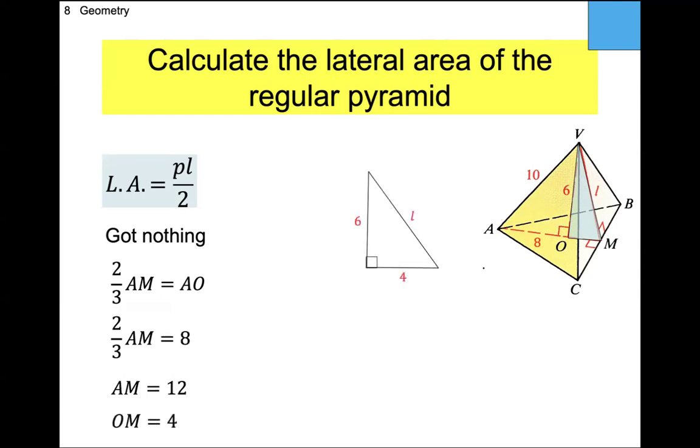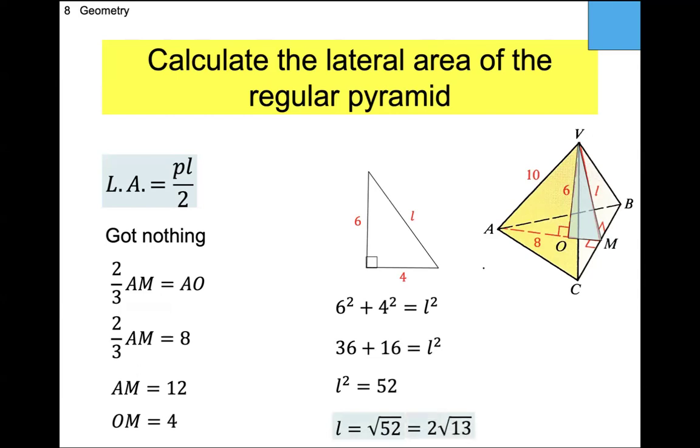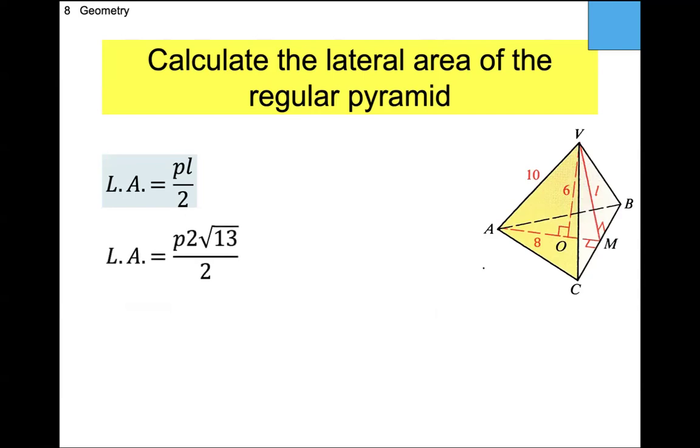So now I can calculate that blue triangle there. I didn't say this one was easy. All right, so right triangle. So let's see, 36 plus 16 is 52. So the square root of 52. Let's see, 4 goes into 52 13 times. So 2 root 13. Yikes. So the slant height is 2 root 13, but at least I got the slant height, right? So I now need to do the perimeter.